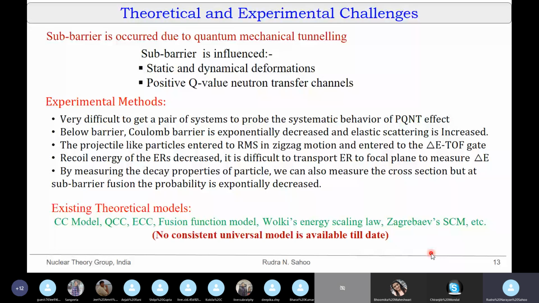But here, no one is a universal model; no one model explains all the excitation functions measured so far. Each model explains the fusion excitation function of a few systems in some mass region. That's why, if we understand all these existing theoretical models and combine them into a good model, maybe we will come up with a good solution to properly explain the experimental future excitation function.